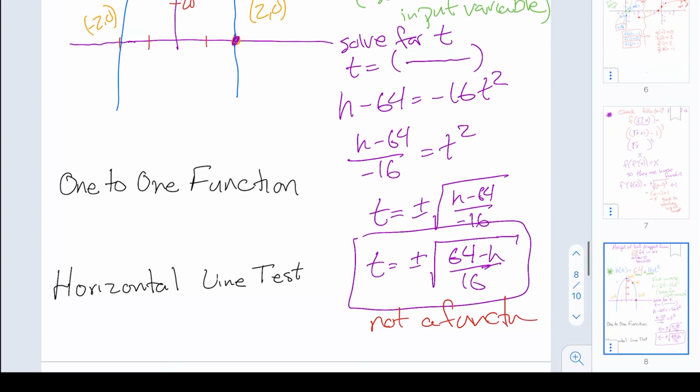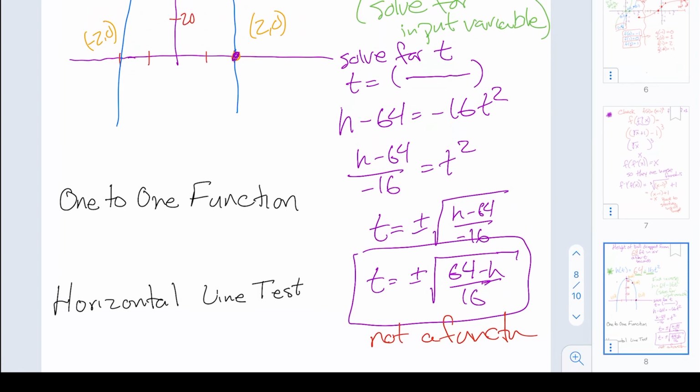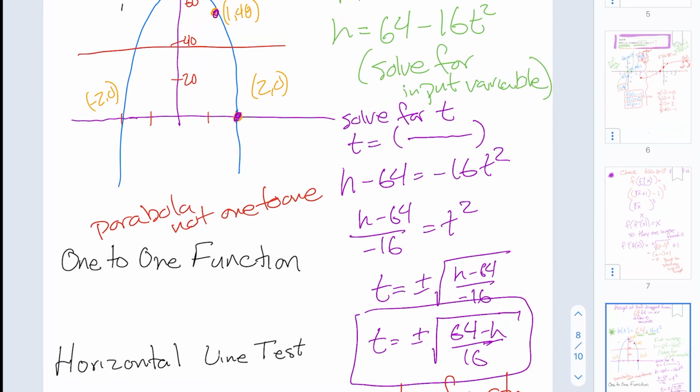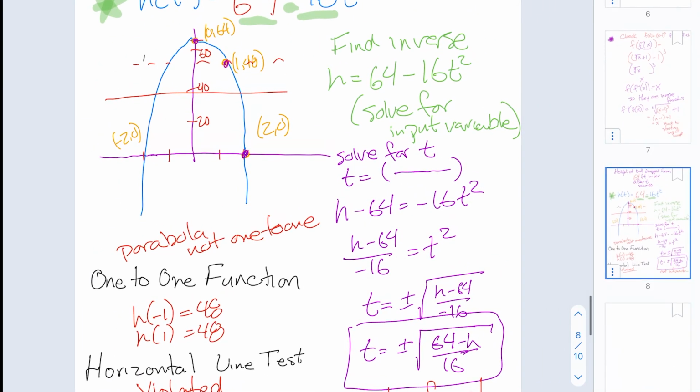Not a function. And it's not a function because the original thing was not 1-to-1, right? The original parabola is not 1-to-1. If you tell me a height, say 48, there are 2 times when I'm at 48. h of negative 1 equals 48, and h of 1 equals 48. It violates the horizontal line test. So it's not a function.